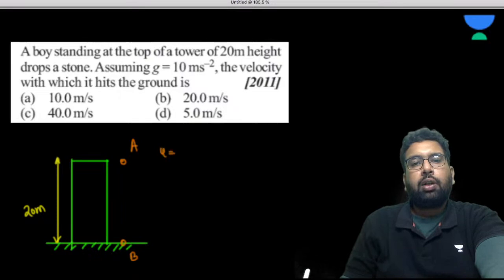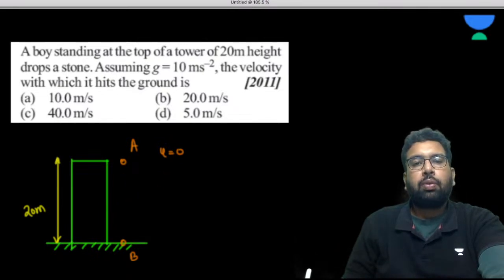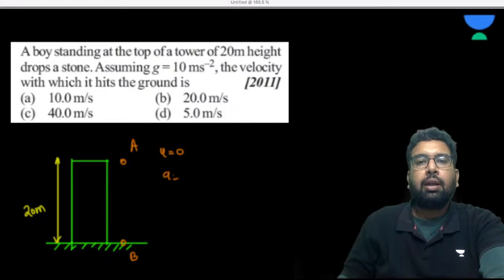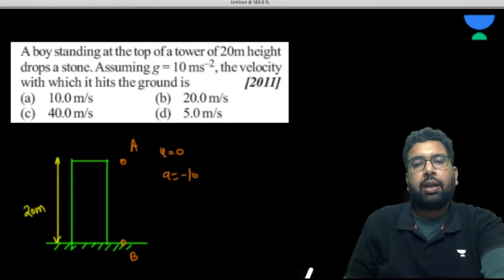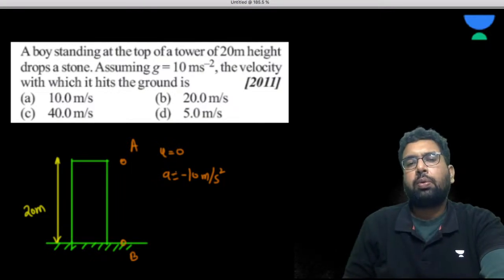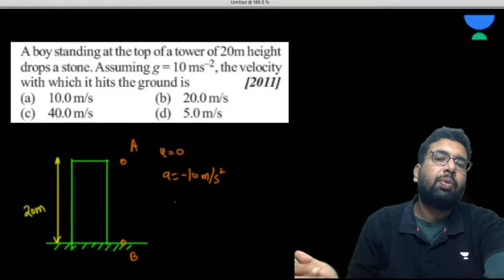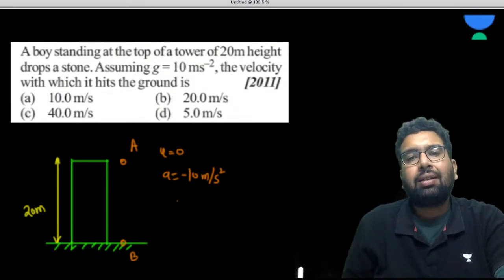A boy standing at the top of a 20-meter-high tower drops a stone, so the initial velocity will be zero. It is going to reach the bottom; we need the velocity with which it reaches the ground. Acceleration is going to be minus 10 because it is always downward. Root 2gh also you can use, but I prefer this way because you can solve each and every question. That also comes from this only. a is equal to minus 10 meter per second squared.